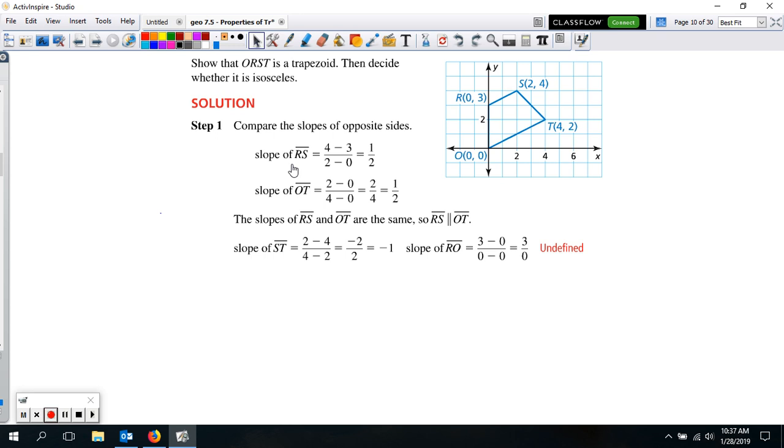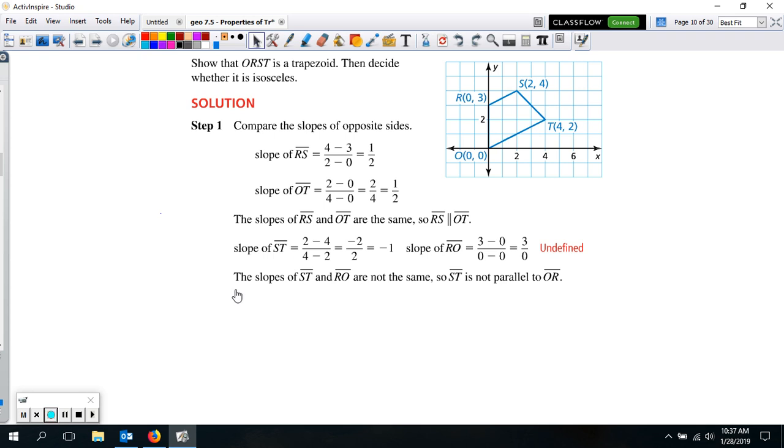Then you want to look at basically these sides over here. You want to see if these sides are the same length, so then decide whether this is isosceles. So if it's isosceles, that's what we want to now figure out as well.